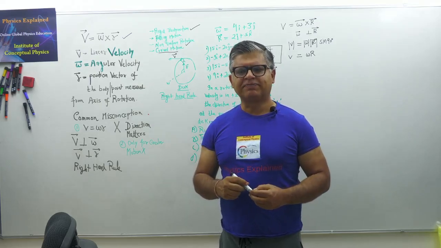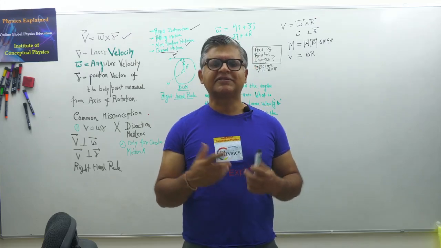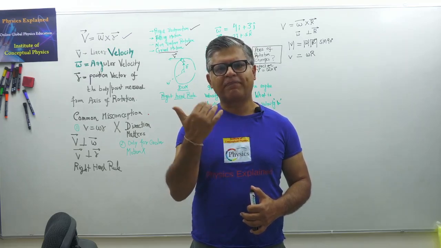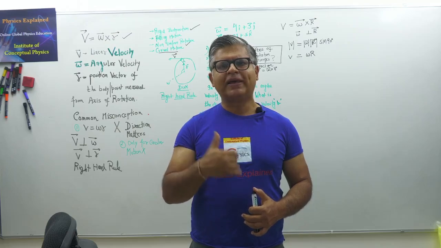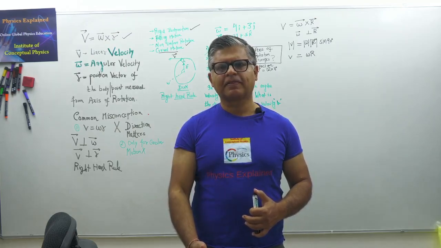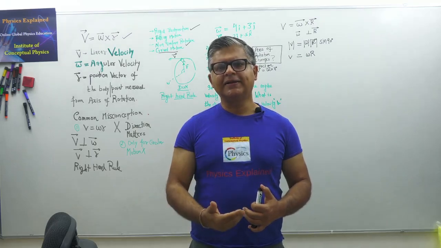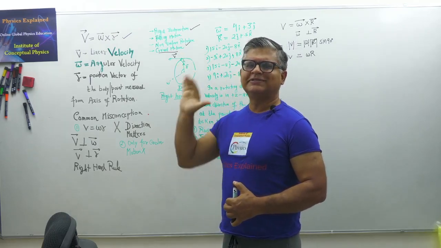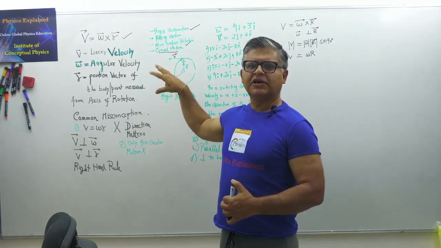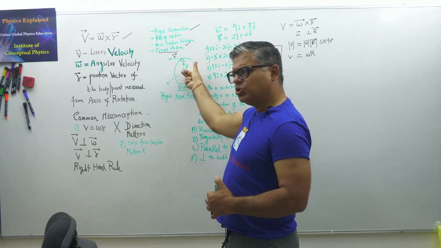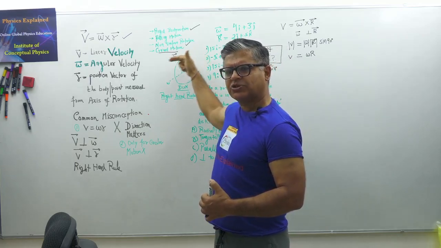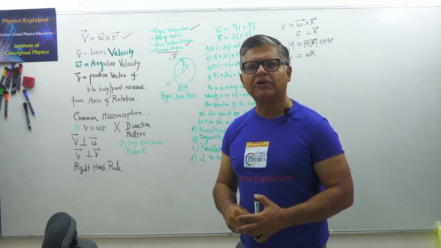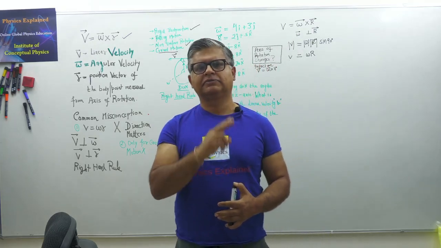Velocity vector is perpendicular to both omega and r, which is a standard known fact about the vector product. The resultant of a vector product is perpendicular to the plane of omega and r, which is the plane of rotation, and its direction is found using the screw rule. I move from omega to r like this, and my screw is going like this, so the tangential velocity V is perpendicular to both omega and r.